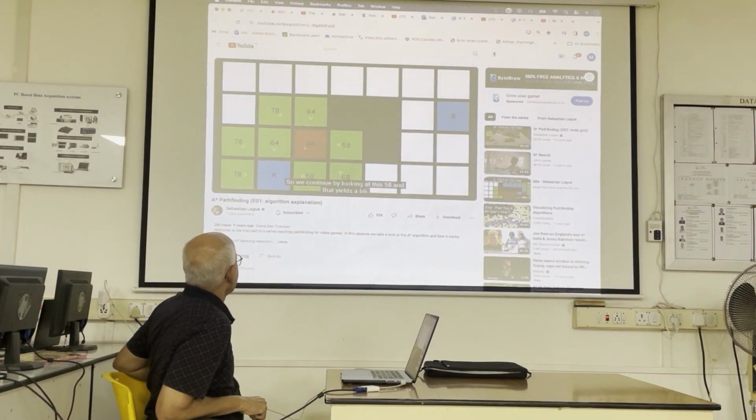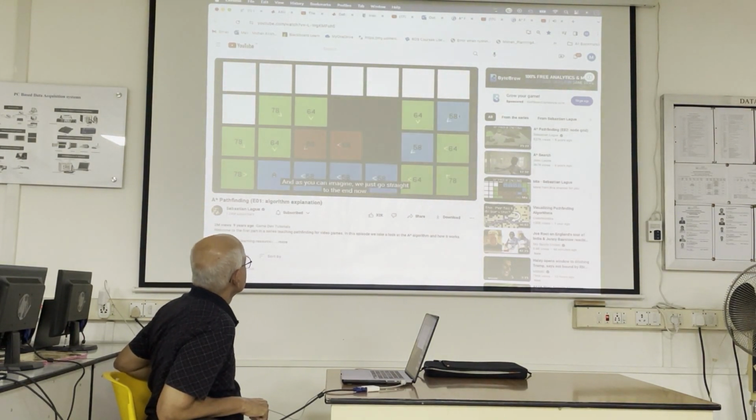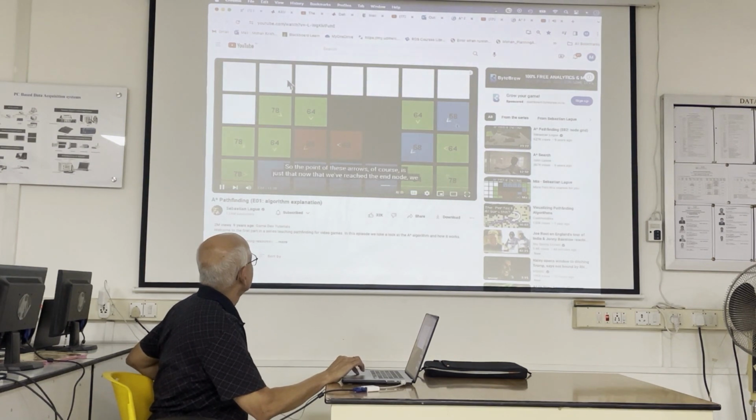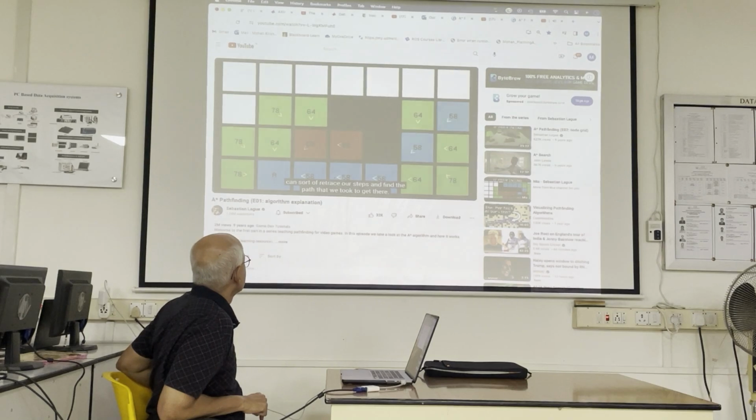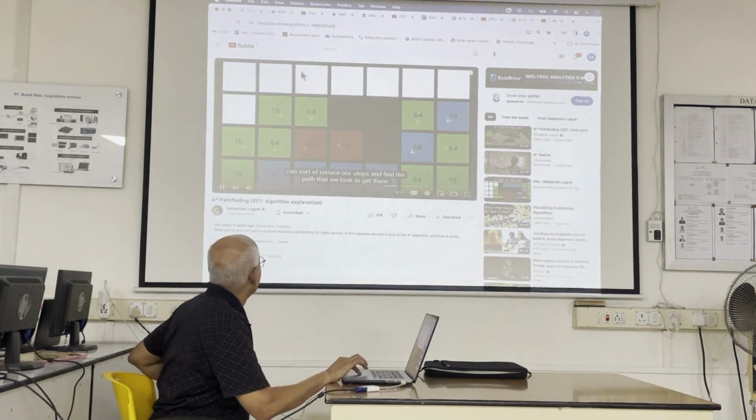So we continue by looking at this 58, and that yields the 66, so we go back to the 58 at the beginning. Once again, just to demonstrate this, you can see the 66 is coming on the slower diagonal path, so it'll be much quicker to just go horizontally across. So as we explore this 58 and look at all of its surrounding nodes, that node is going to update to reflect that. And as you can imagine, it just goes straight to the end now. The point of these arrows, of course, is that now that we've reached the end node, we can retrace our steps and find the path that we took to get there.